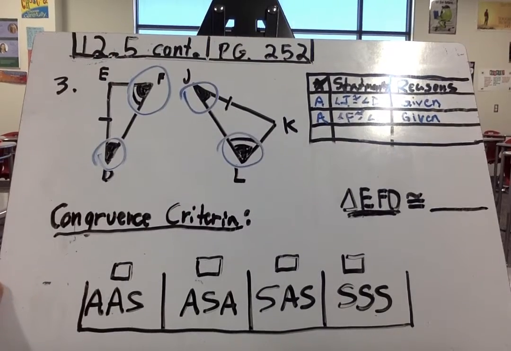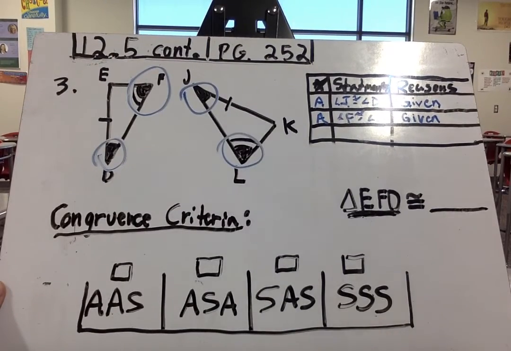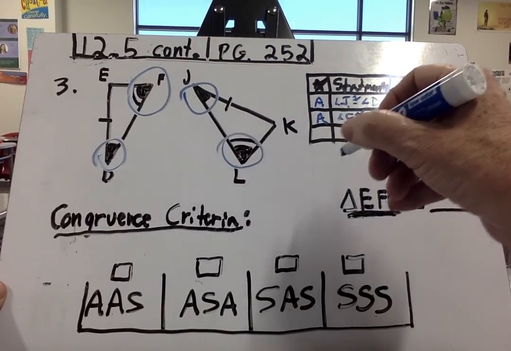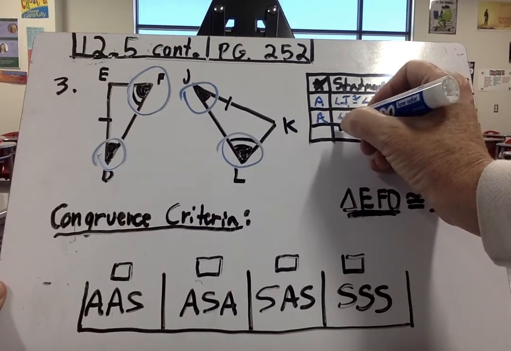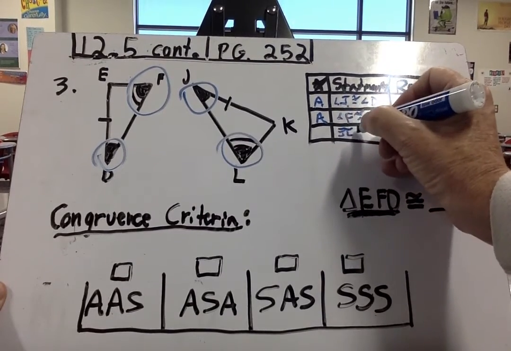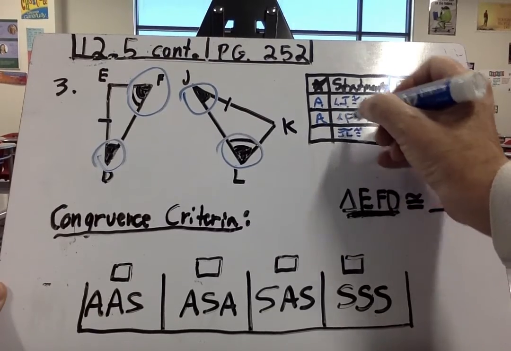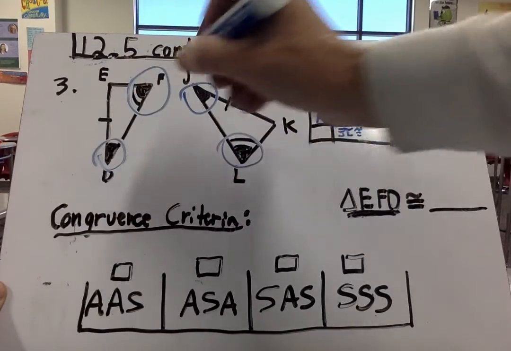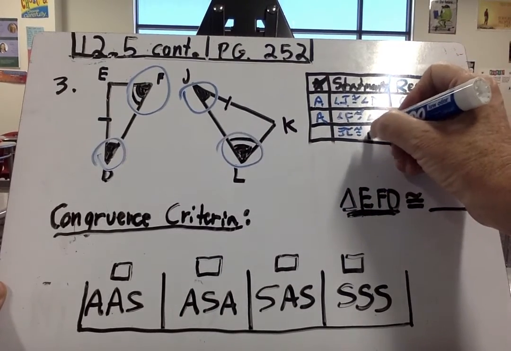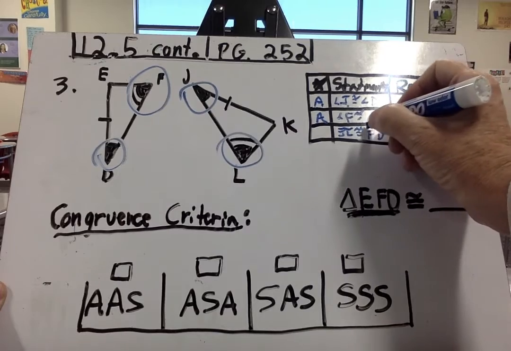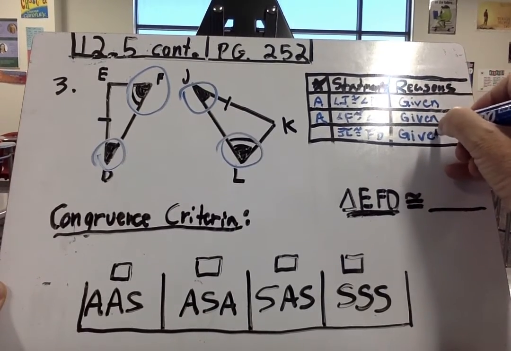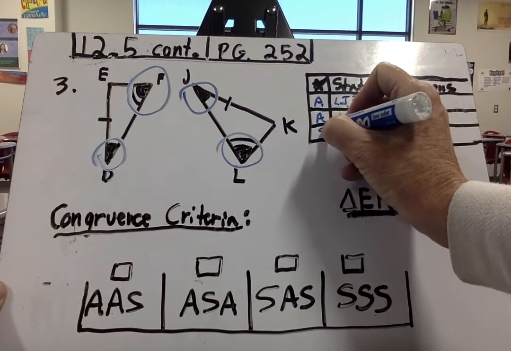And then we're going to say the next one is side. Because we can say, actually let's go with JL. JL, and it's a line segment, so we have a line above it, is congruent to FD. And that is also given. And that is a side.